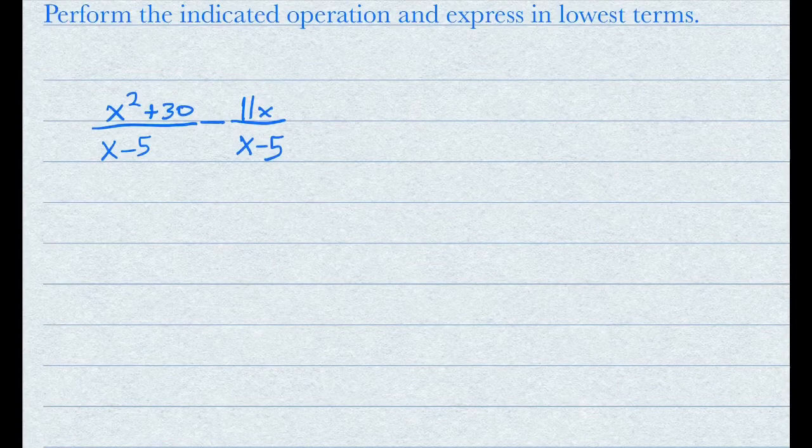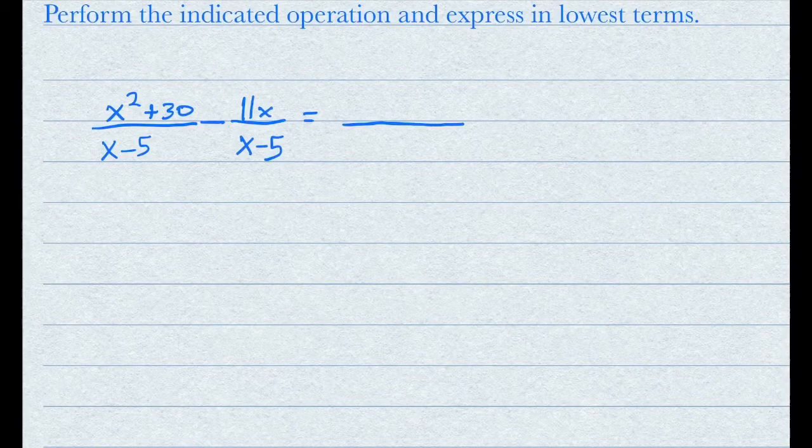So when you look at the denominators here, you see that they're the exact same. They're both x minus 5. That means you can combine the two terms now by performing the indicated operation, which in this case is subtraction. So you can rewrite the two terms as one term.